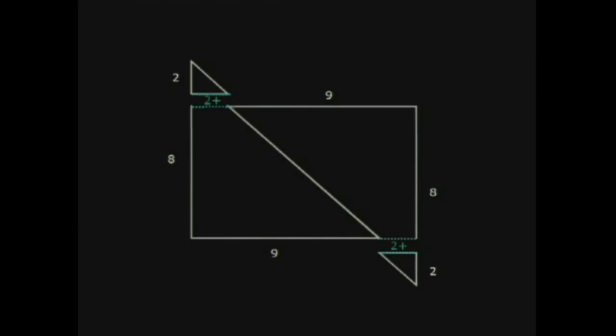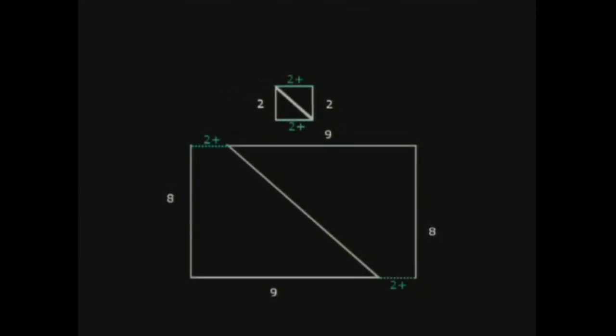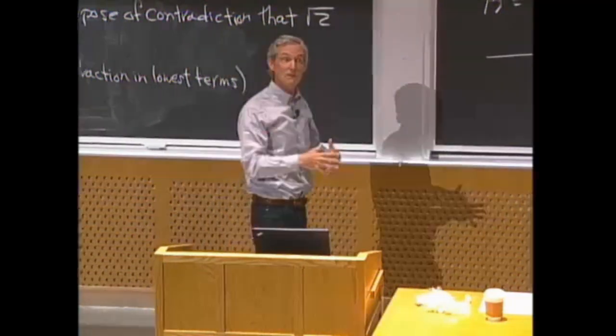Now I slice off along the dotted line. And now I'm going to put those two triangles together, and I create a rectangle, 2 by 2 plus, a little more than 2. Now the area of the little rectangle is bigger than 4, because I got 2 times something bigger than 2. And you can see here I have the 8 left over, and I have 9 plus 2 plus, which means it's a little bit bigger than 11, by 8. So I got area bigger than 88. Add them up, I got area bigger than 92. So I started with 90, and I created more than 92.